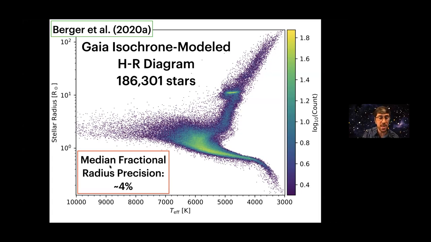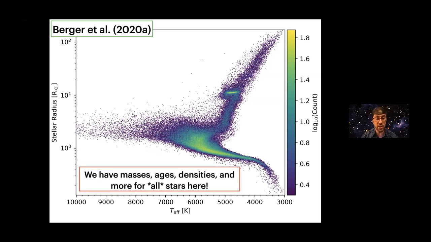cool stars. And what I want to stress is that we've got these 4% fractional precisions on stellar radii as compared to the 25% or so beforehand. And I also want to note that we have masses, ages, densities, and more for every single star within this diagram, so we can look at a variety of other stellar properties.